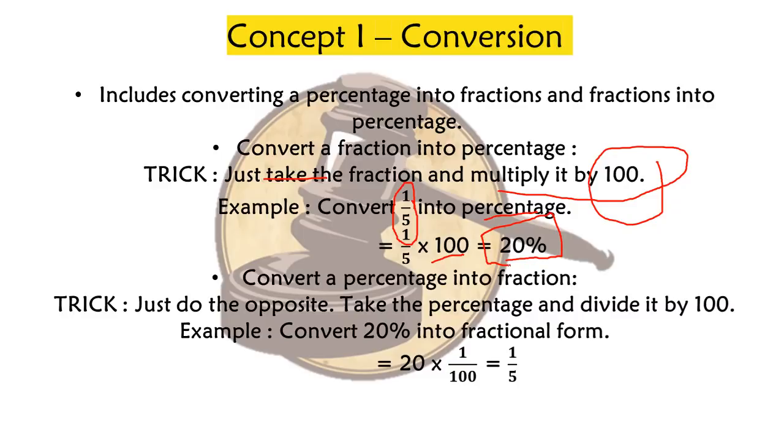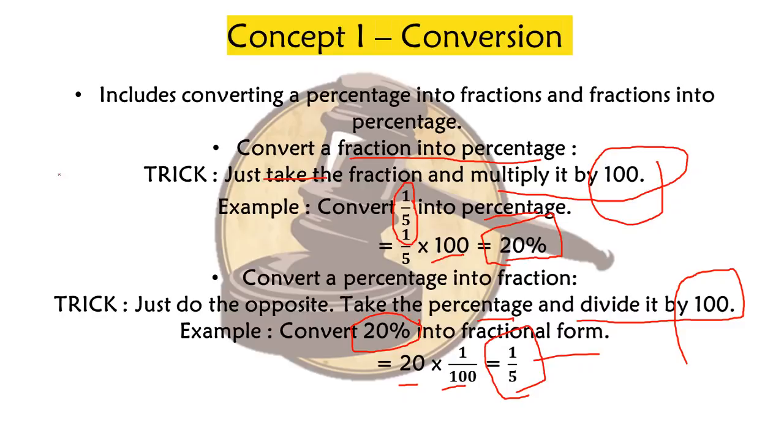Now the opposite of it, like if I ask you to convert a percentage into a fraction, what you're going to do is do just the opposite. You take the percentage and divide it by 100, right? So for example, if I ask you to convert 20% into a fractional form, you take 20, you divide it by 100, and you'll get 1 by 5 as the answer. So 1 by 5 is the fractional representation of 20%. So you must be very well versed with this, because it will be helpful in your questions. So just to recap, if you want to convert a fraction into percentage, multiply it by 100. If you want to convert a percentage into a fraction, divide it by 100.